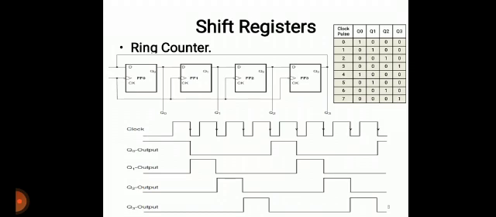You can see here we have 4 D flip-flops in which the output of the last flip-flop is connected as the input of the first flip-flop. In the truth table, initially we have Q0, Q1, Q2, Q3 as 1000. For the next clock pulse, Q3, which is 0, is taken as the input for the first flip-flop. So Q3 will go to Q0, Q0 will be shifted to Q1, Q1 will be shifted to Q2, and Q2 will be shifted to Q3, and this happens throughout.